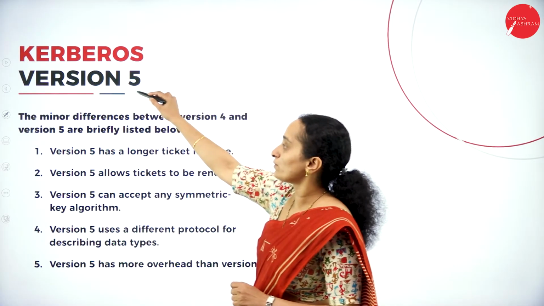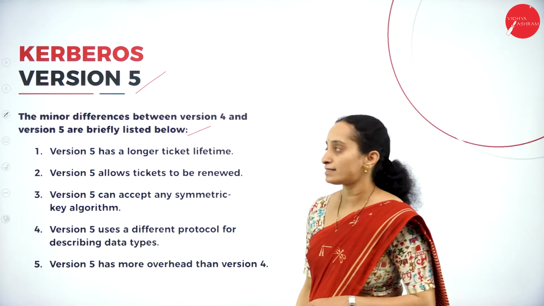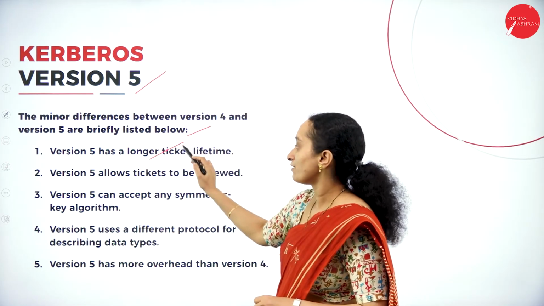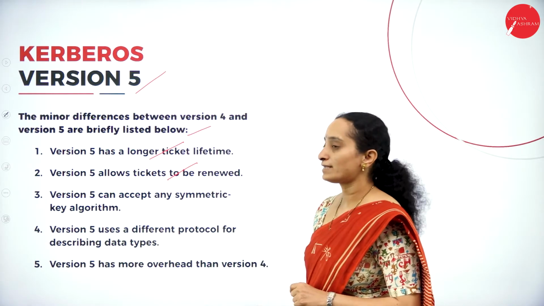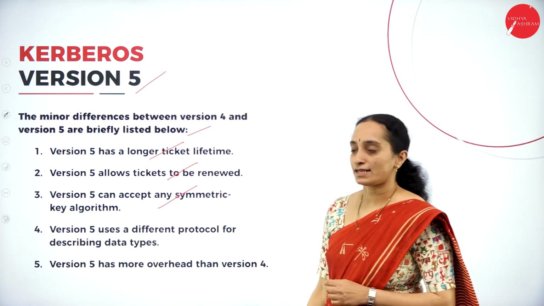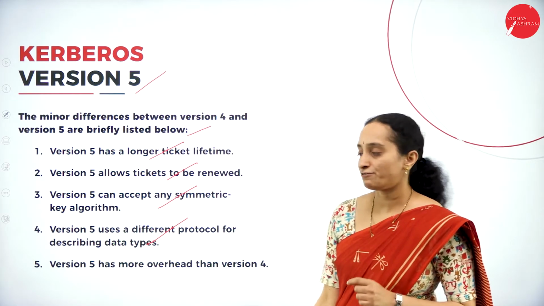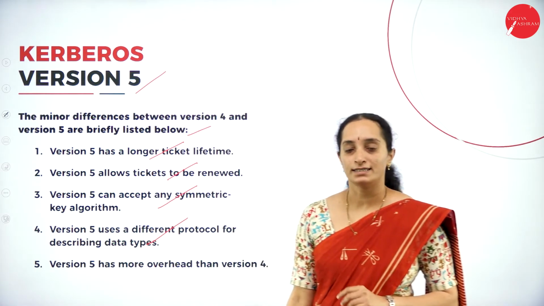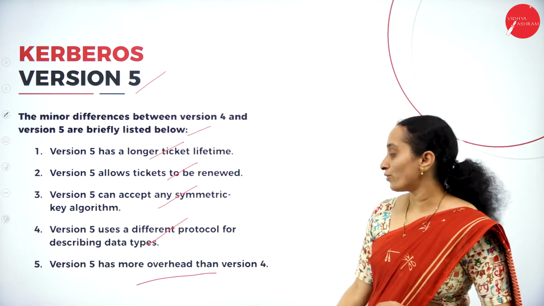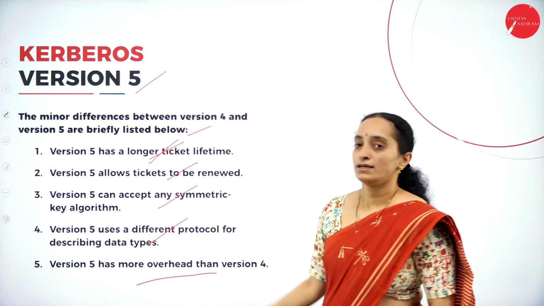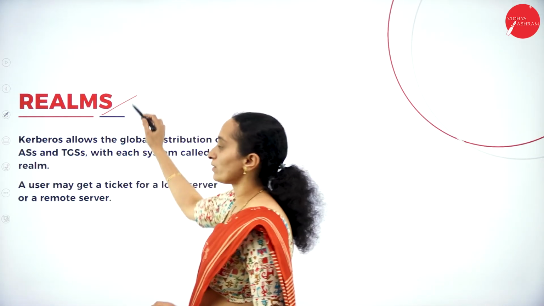When you look at Kerberos version 5, the major differences from version 4, which we have discussed now, are these. Version 5 has a longer ticket lifetime. Version 5 allows tickets to be renewed. Version 5 can accept any symmetric key algorithm. Along with that, version 5 uses a different protocol for describing the data types. Lastly, version 5 has more overhead than version 4 because it has a longer ticket than version 4.